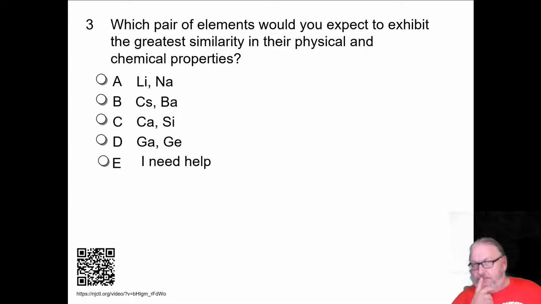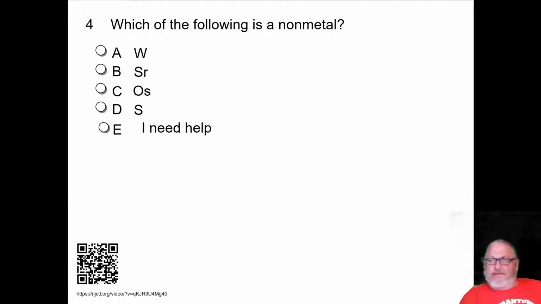Which pair of elements would you expect to exhibit the greatest similarity in their physical and chemical properties? Well, we've got lithium and sodium. They're both in group 1. Cesium's group 1. I'm going by memory. I don't have a periodic table in front of me. Barium, I think that's group 2. Calcium and silicon. I know calcium's in group 2. Silicon's in group 14, I think. And then germanium and gallium, they're in group 13 and group 14. So lithium and sodium are in the same group, and of course that would be A.